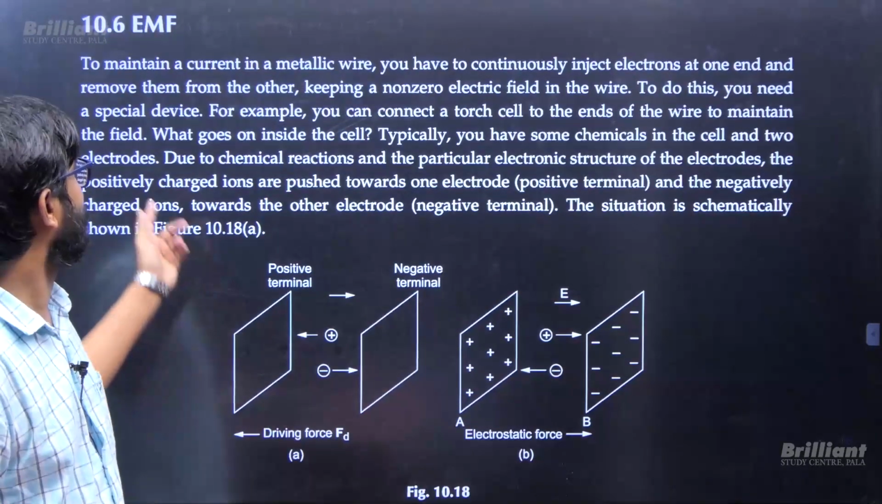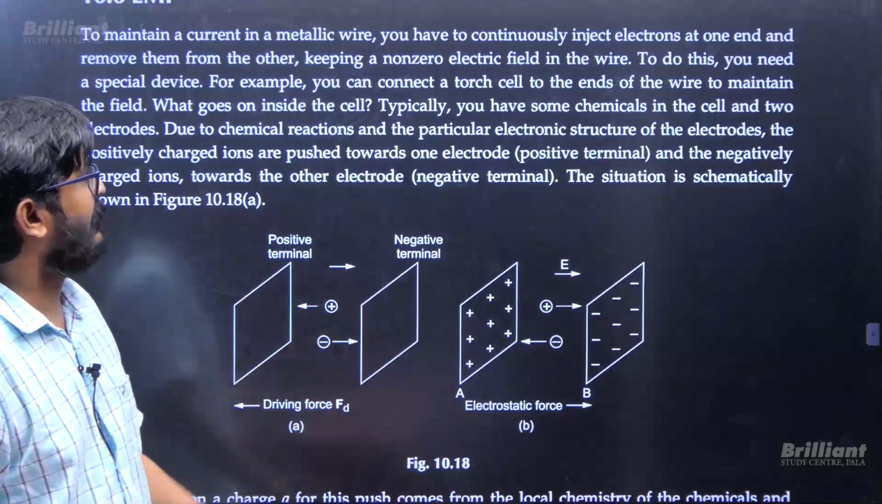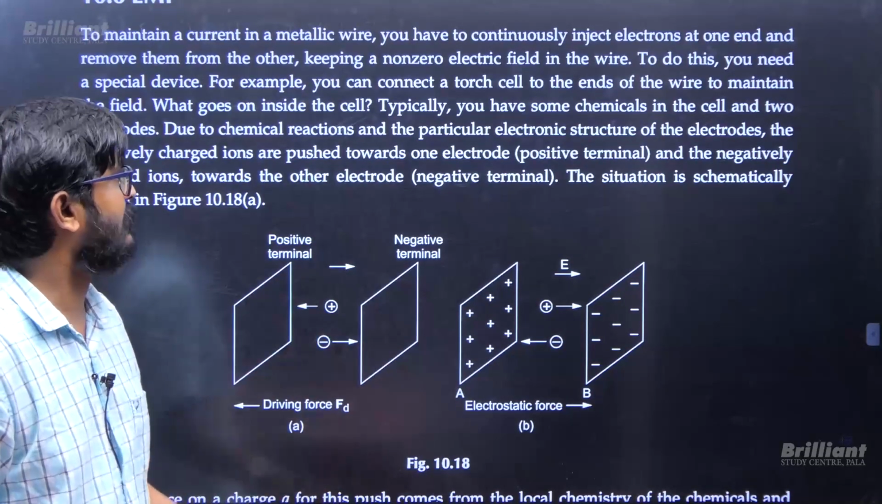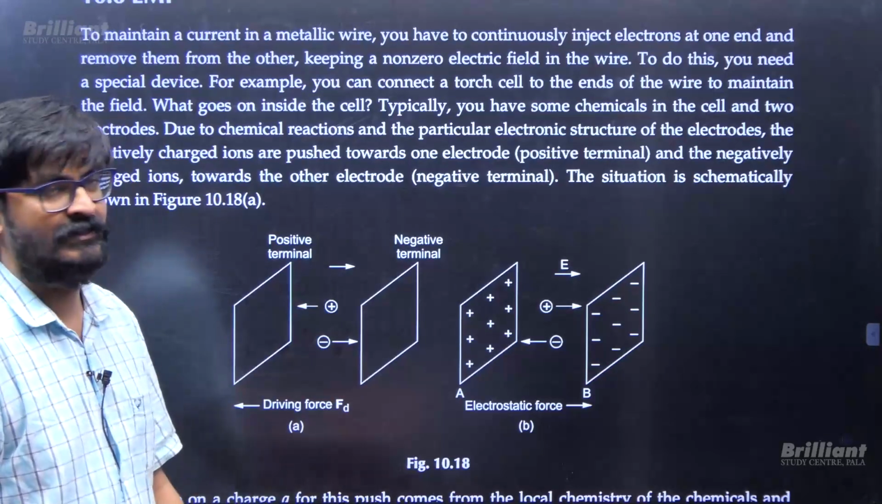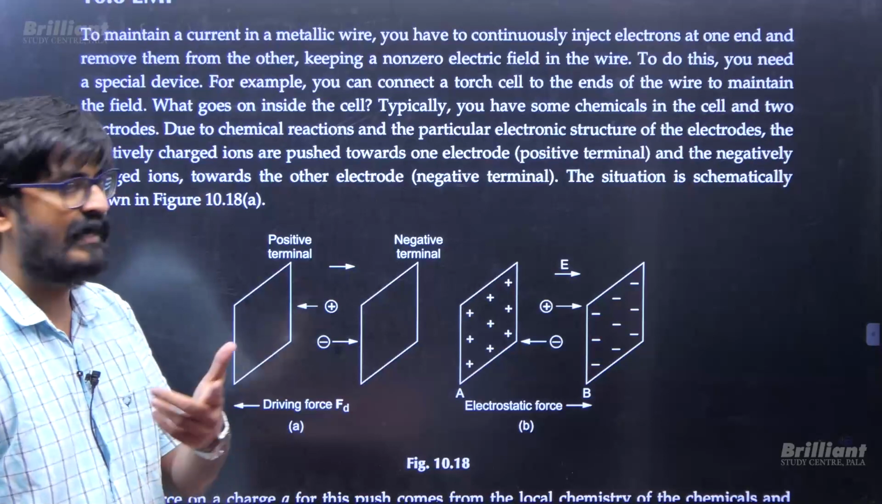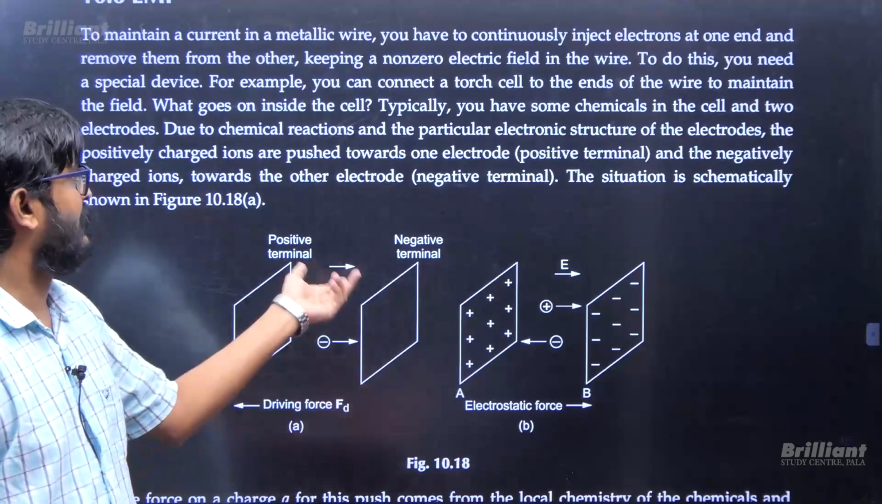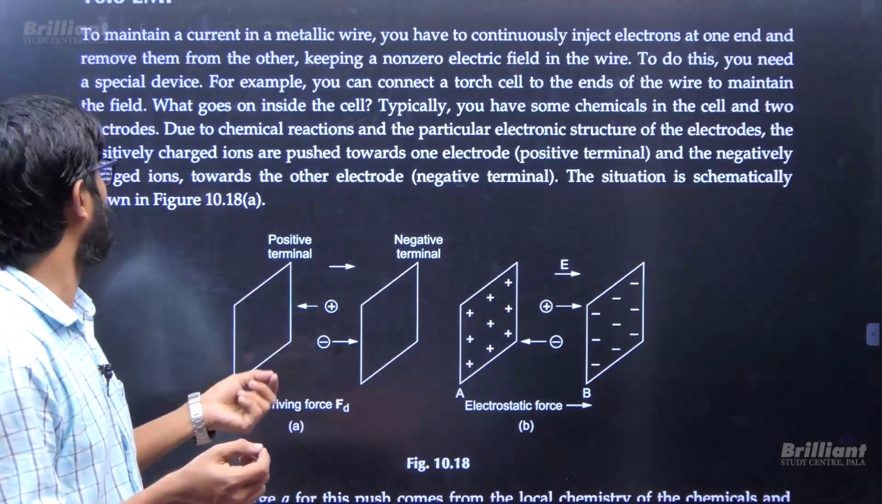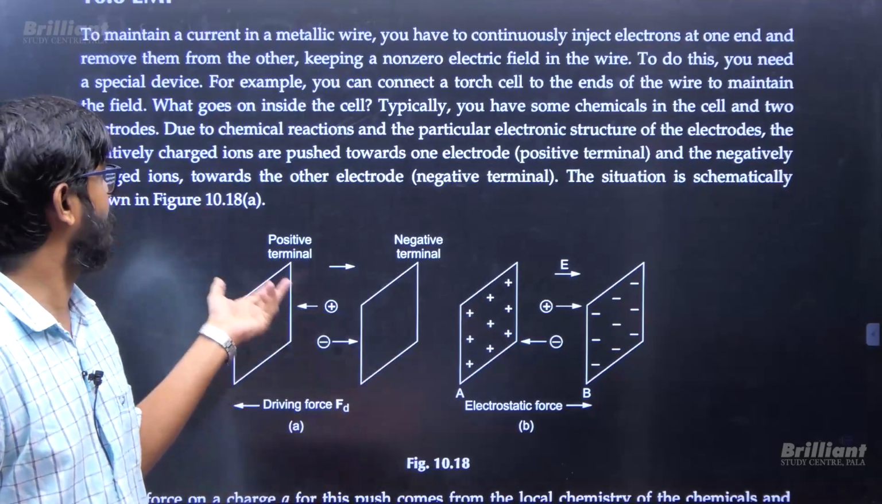Basically, to maintain a current in a metallic wire, you have to continuously inject electrons at one end and remove them from the other, keeping a non-zero electric field in the wire. That you people already know. To do this, you need a special device, which is a battery. We'll see how it functions. For example, you can connect a torch cell to the ends of the wire to maintain the field. This is what we will be doing in our current electricity.